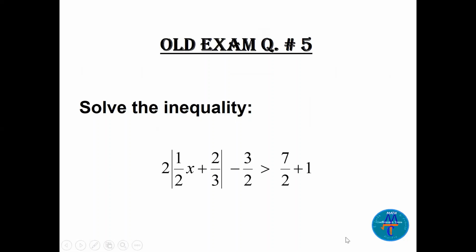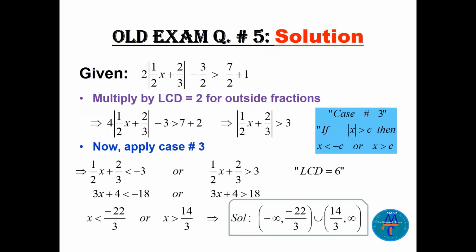Solve the inequality. When you have absolute value and many numbers, greater than or less than, the only thing you have to do first is rearrange it. Multiply by the LCD, take the numbers on the other side, rearrange it until you reach either absolute value less than or absolute value greater than. So either case 2 or case 3. Let's see, the LCD is 2, so I multiply from outside. I don't touch the expression inside. Don't touch it.